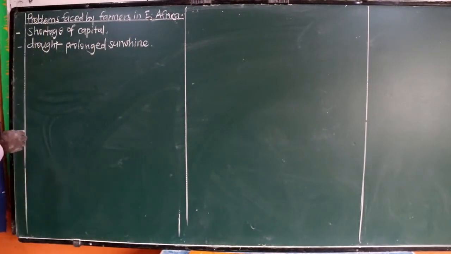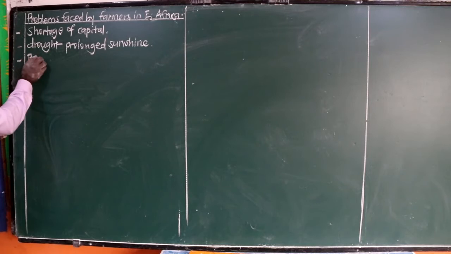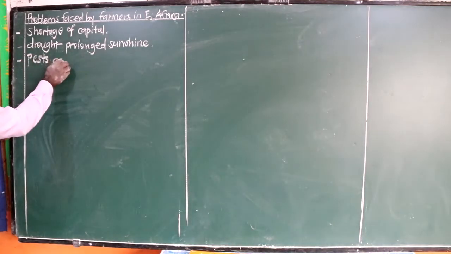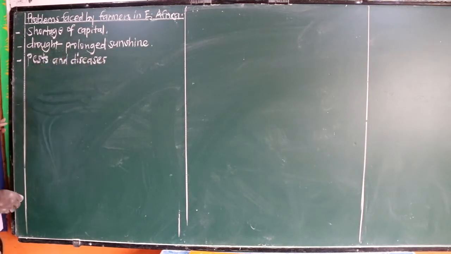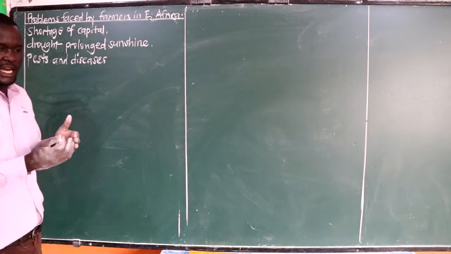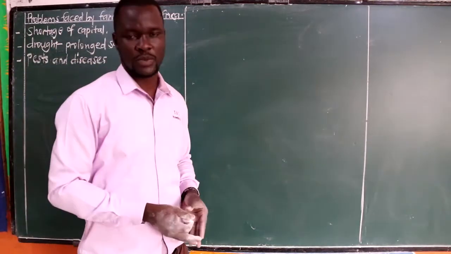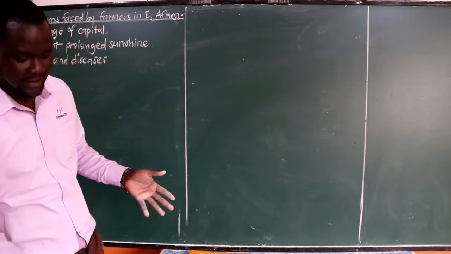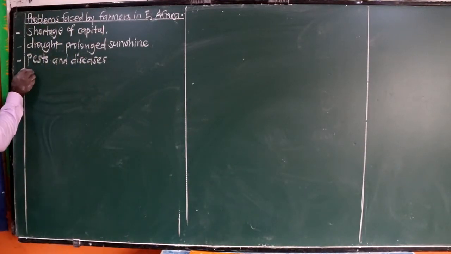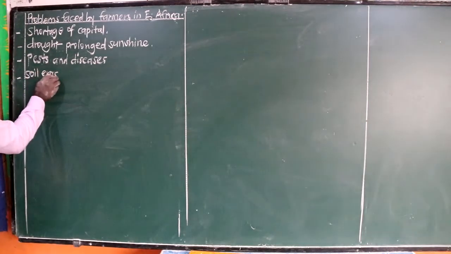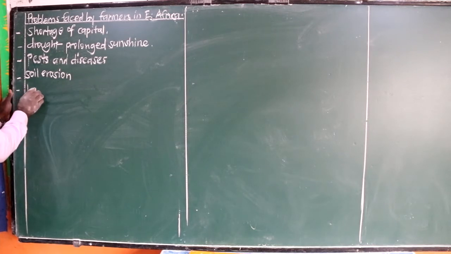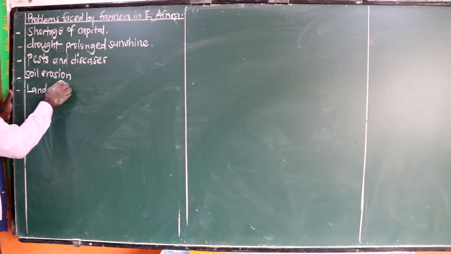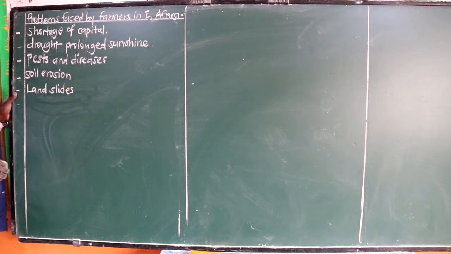And then we have the problem of crop pests and diseases. Let's make it general, to cut across. Pests and diseases can be for the animals, can be for the crops, affecting both. And then we have the problem of soil erosion. This one is mainly for crop farmers. And also we have problems like landslides. These ones are experienced in mountainous areas, affecting crop farmers.